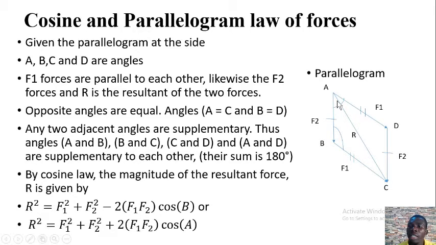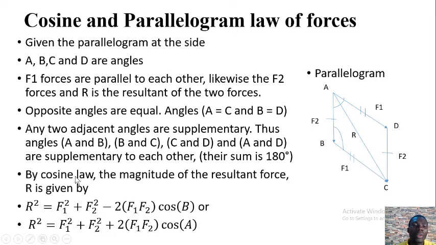Angle A is adjacent to angle B and they add up to 180 degrees. So angle A plus angle B should give you 180 degrees. Likewise, angle B plus angle C are also adjacent, so when you add angle B plus angle C, you should get 180 degrees.